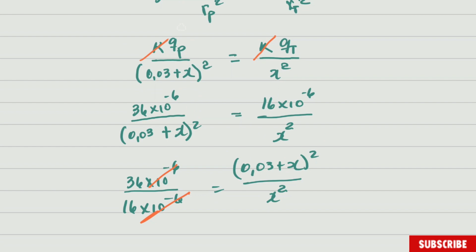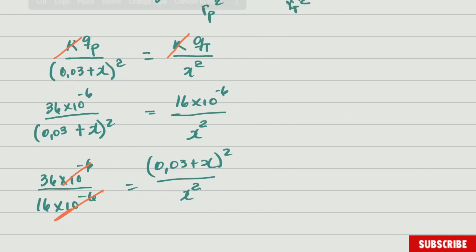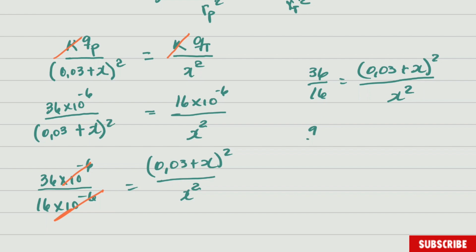We're going to take all this and move it a little bit to the left, so we can work up here. I don't want to go to a new page. So what do we have? We have 36 divided by 16 is equal to 0,03 plus X, everything squared, divided by X squared. If we solve this, 36 over 16 is 9/4, and this is equal to 0,03 plus X, everything squared, divided by X squared.